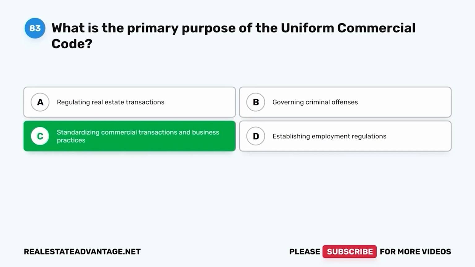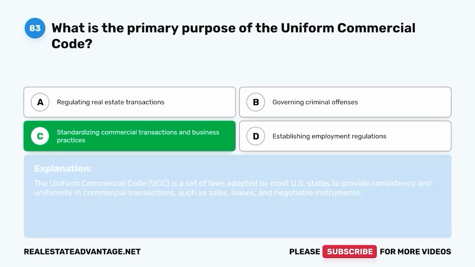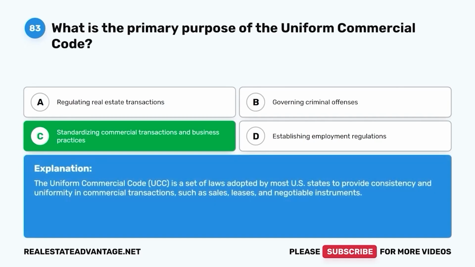Standardizing commercial transactions and business practices. The Uniform Commercial Code, UCC, is a set of laws adopted by most U.S. states to provide consistency and uniformity in commercial transactions, such as sales, leases, and negotiable instruments.